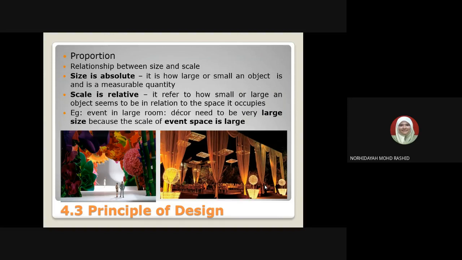Other than that, we have the proportions, okay, relationship between the size and scale. Okay, the size actually is absolute. It is how large or small an object is, a measurable quantity, and scale is very relative. It is referred to how small or large an object seems to be in relation to the space it occupies.